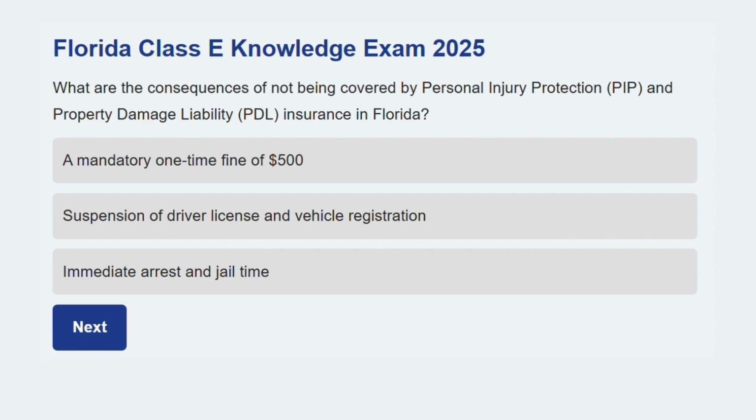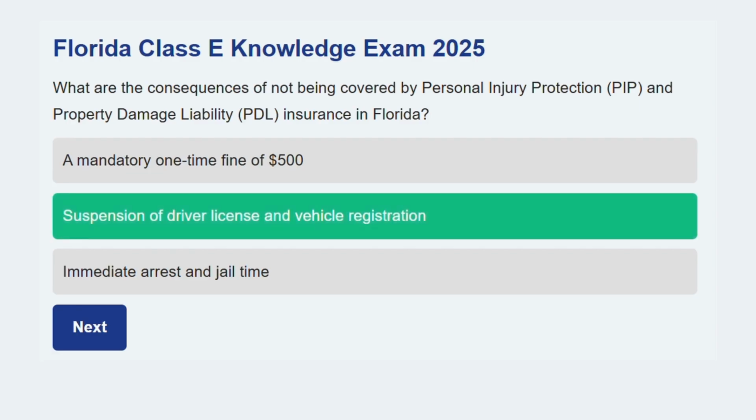Ready for the next one. What are the consequences of not being covered by personal injury protection, PIP, and property damage liability, PDL insurance in Florida? Suspension of driver license and vehicle registration. Florida's financial responsibility law mandates these coverages, and failure to comply leads to suspension.